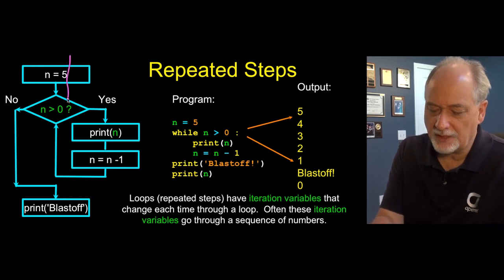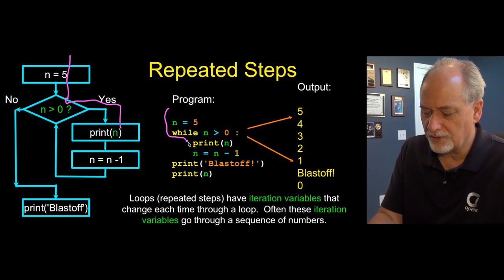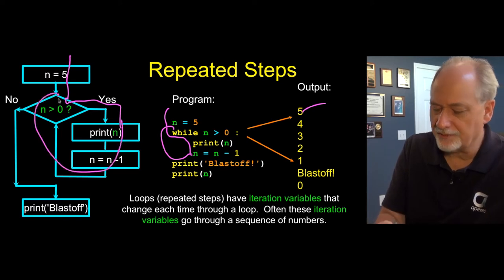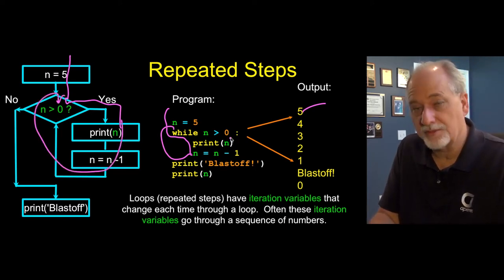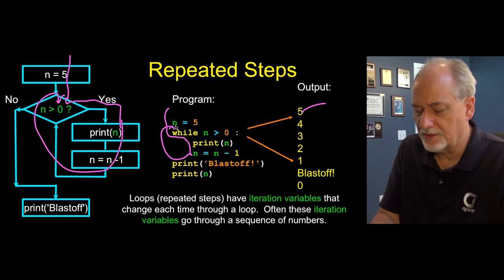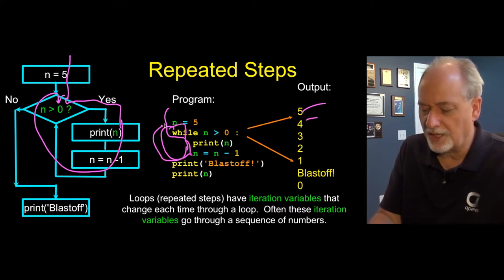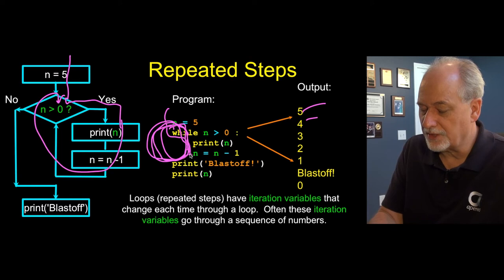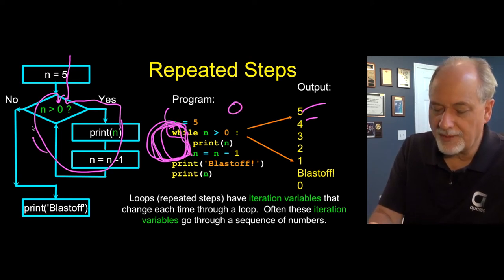We come in, n is 5. Is n greater than 0? Yes, it is. So we're going to run this code. We're going to print out 5. Then we're going to subtract 1. And then we're going to go back up and ask the question. Is n greater than 0? And since it's 4, the answer is yes. So then it runs again. Then it prints out 4, subtracts again, checks, prints 3, subtracts again, prints 2, subtracts again, prints 1, subtracts again. Now n is 0, and so it comes back up.